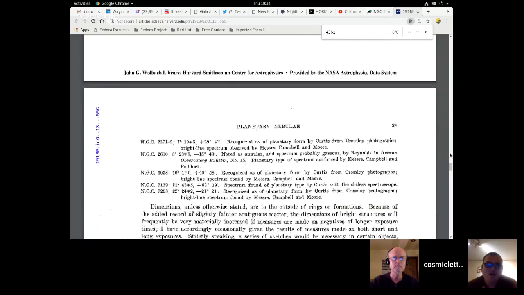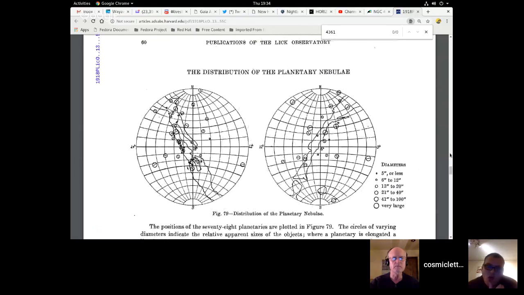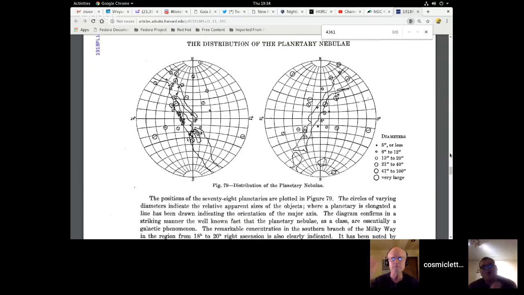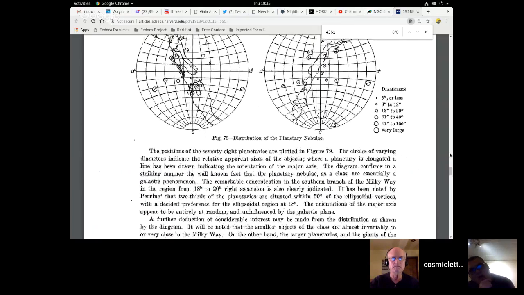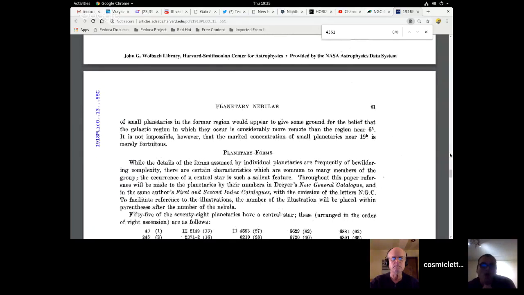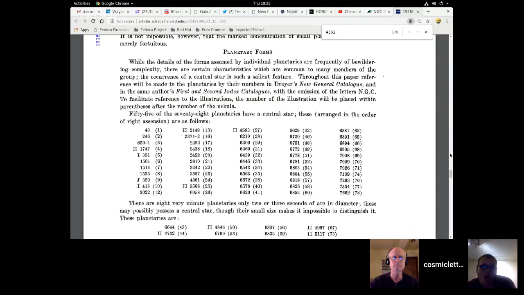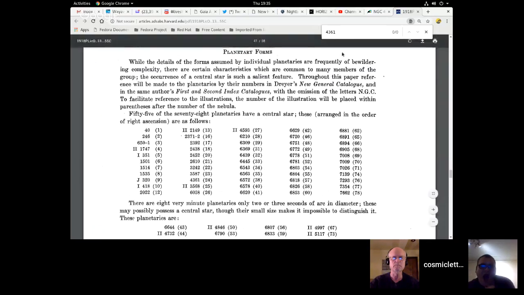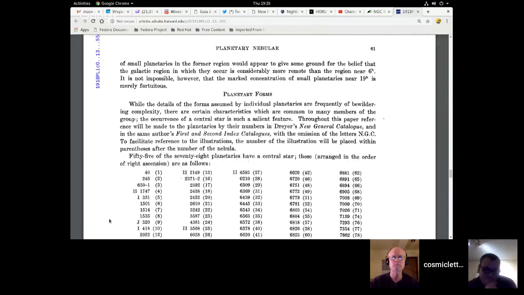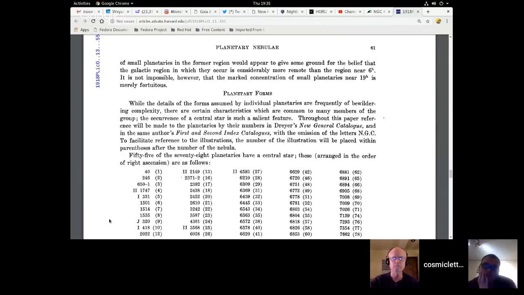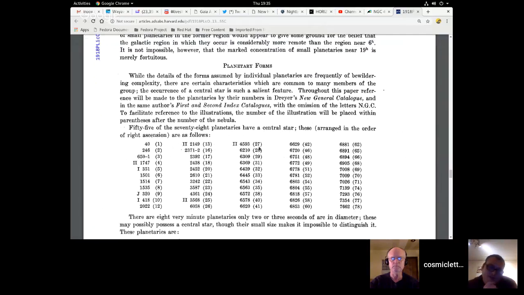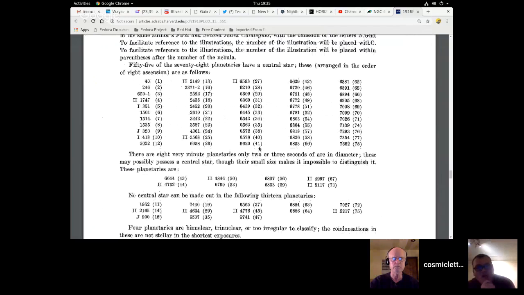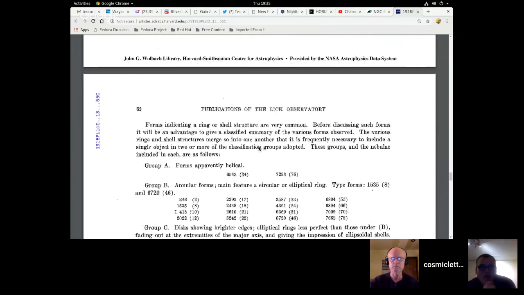Let's see what's at the end. Here's more words. Okay, here's sort of a distribution. That's very cool. Planetary forms. While the details of the forms assumed by individual planetaries are frequently of bewildering complexity, there are certain characteristics which are common to many members of the group. Central star, yeah. Very cool. I'll bet you that this is a really, really interesting read.